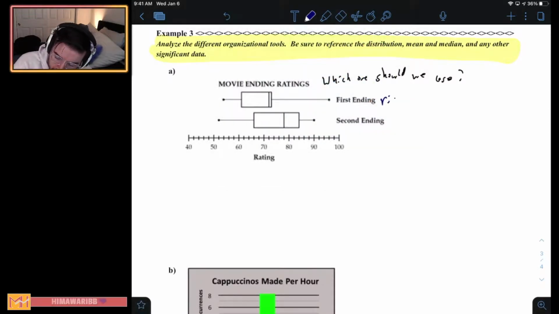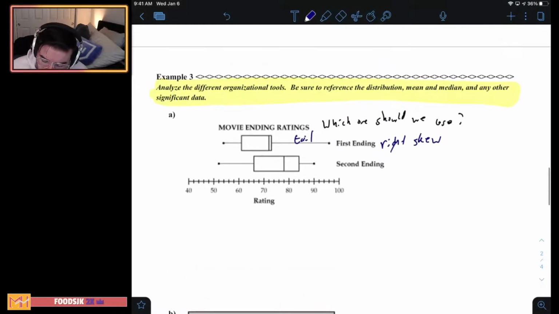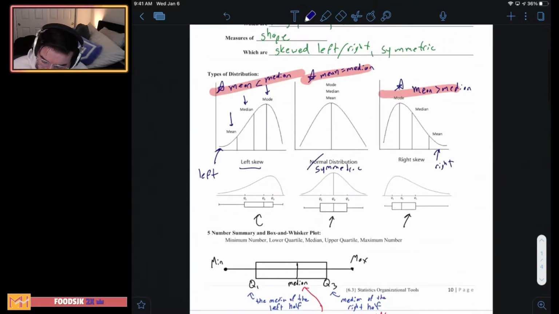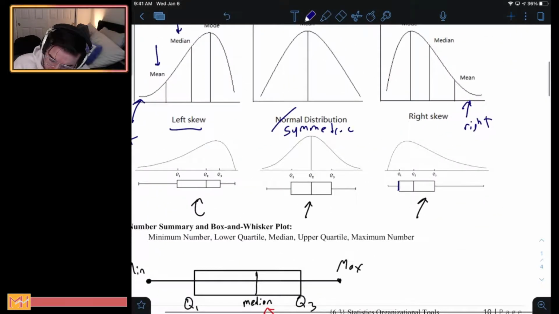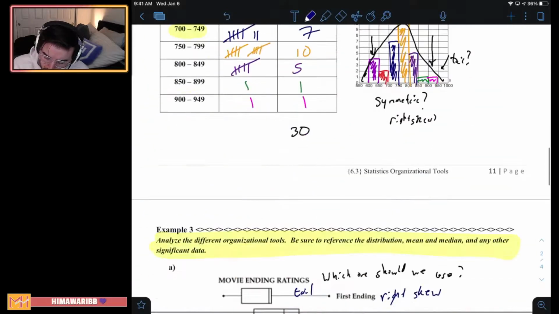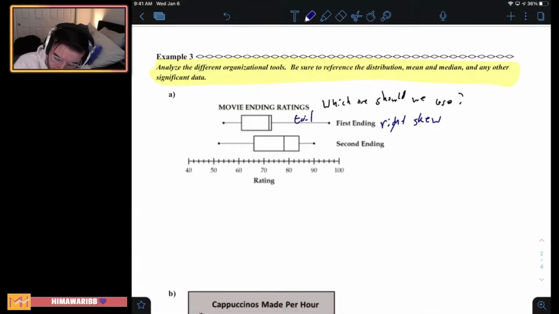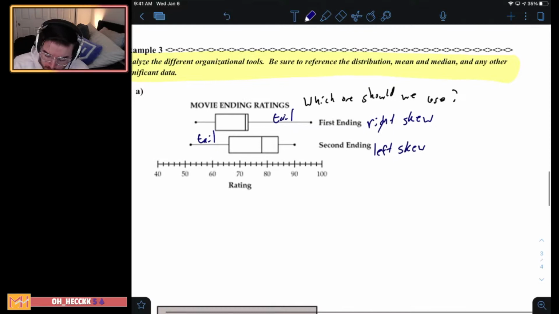This is most definitely right skew, because this is a tail on the right. If you go back up and look at our pictures, you can see how the box is on the left, right? The box is on the left versus the box being on the right. So that is most definitely right skewed, and a little less so, but I would say this is left skew, right? Not as dramatic as the first one, but definitely not symmetric. So we'll call it left skew.